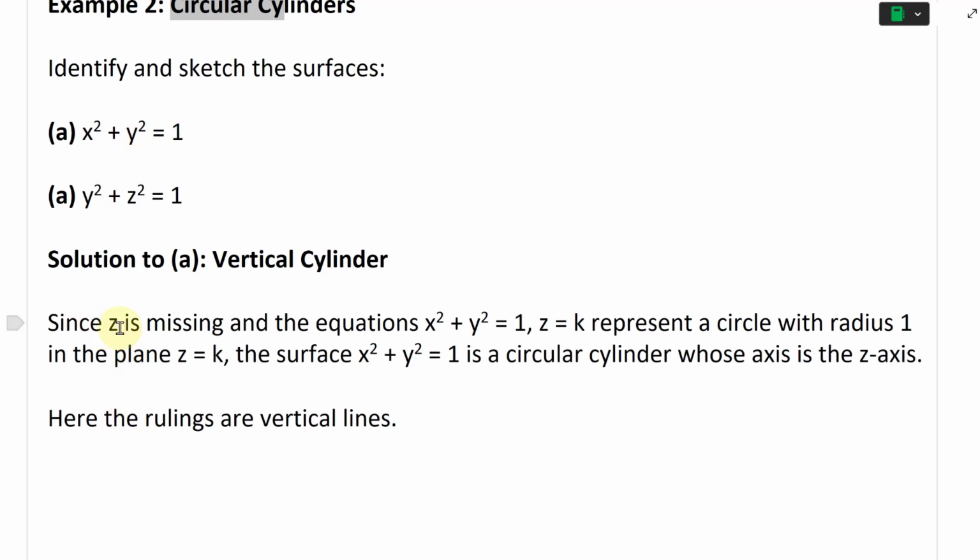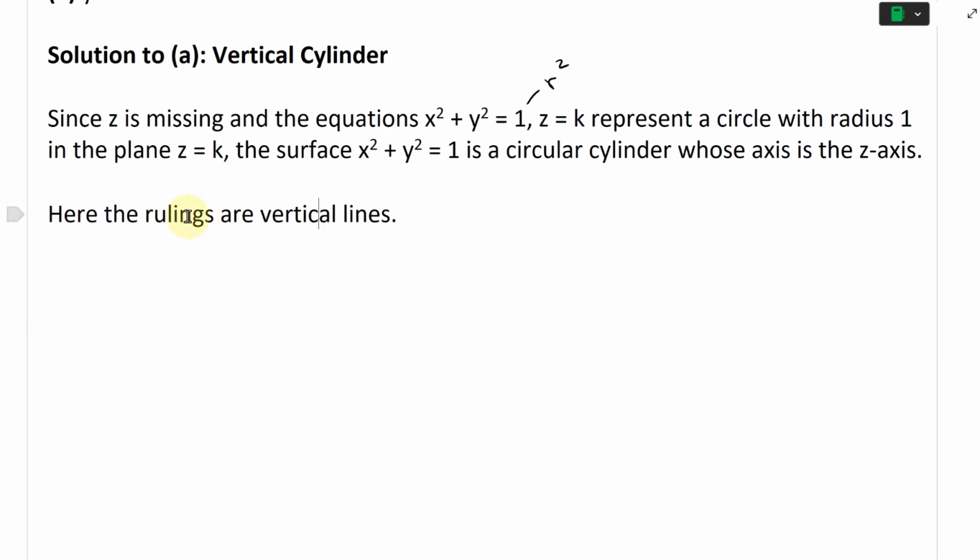Notice the z is missing. Since z is missing, and the equation x squared plus y squared equals 1 is just a circle, where in this case z equals k, whatever value of z you have, it's also just a circle that's shifted based on the value of z. So this represents a circle with radius 1, because remember, the equation is going to be r squared. That's going to be the r. So I'll put r squared with radius 1 in the plane z equals k. And the surface x squared plus y squared equals 1 is a circular cylinder whose axis is the z-axis.